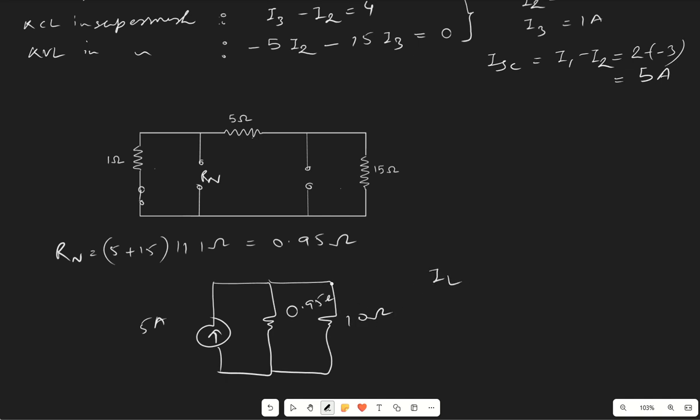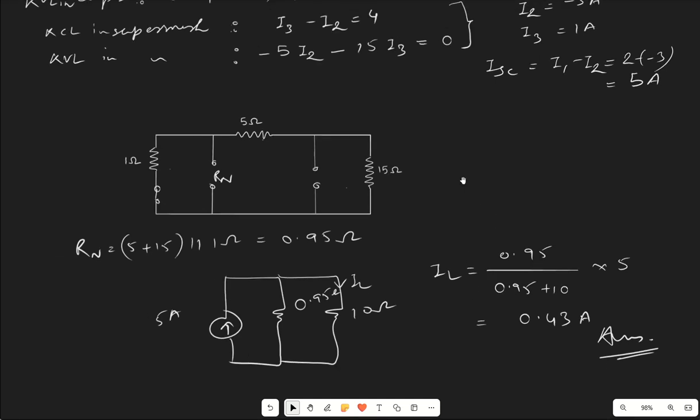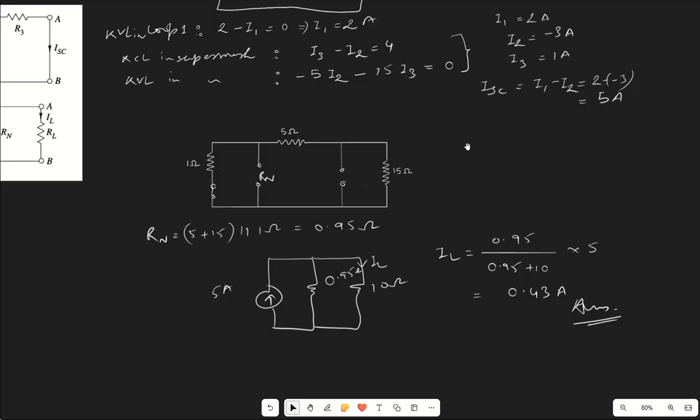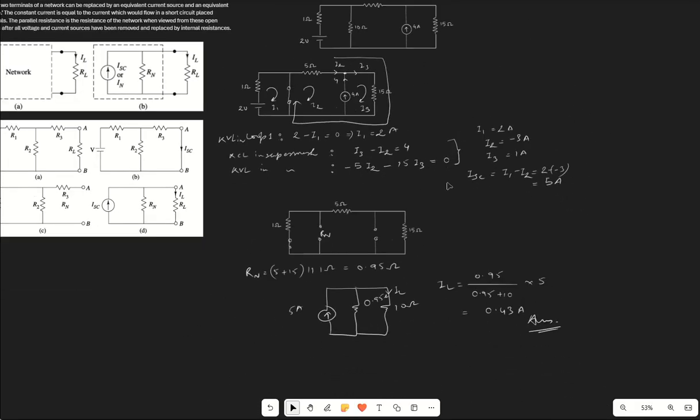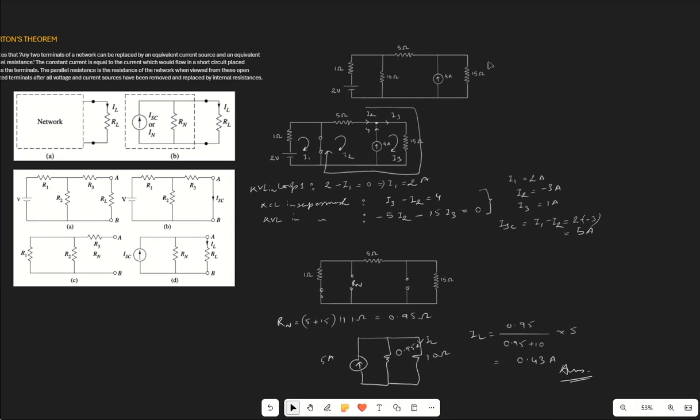So the value of IL, we can write down here, using CDR we can determine the value. It will be 0.95 divided by 0.95 plus 10, multiplied by 5 ampere. After calculating we will get 0.43 ampere. So this is the answer. Let us check by doing a simulation, what will be the answer if we apply it to the original circuit, whether we are getting 0.43 ampere or not.